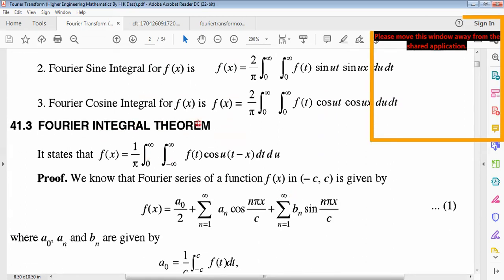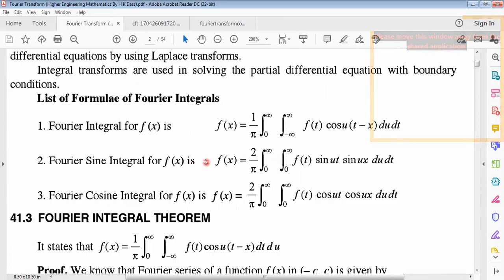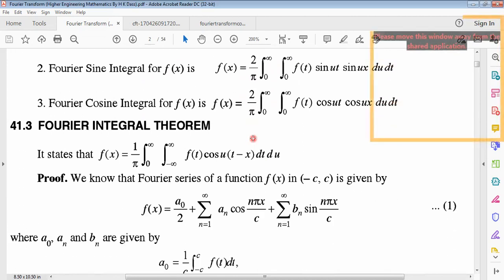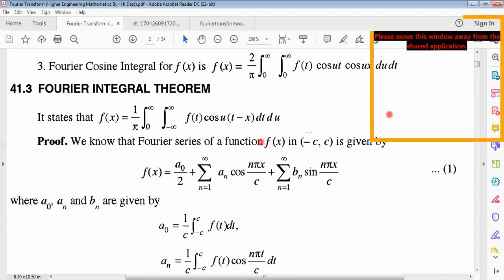Now, the Fourier integral theorem states that f of x equals 1 by pi, integral from 0 to infinity and minus infinity to plus infinity of f of t cos u(t minus x) dt du. That means we are proving this first formula, the Fourier integral for f of x. This is the statement of the Fourier integral theorem. To prove this theorem, we have to use the Fourier series. We know that the Fourier series of a function f of x in the interval minus c to plus c is given by this.